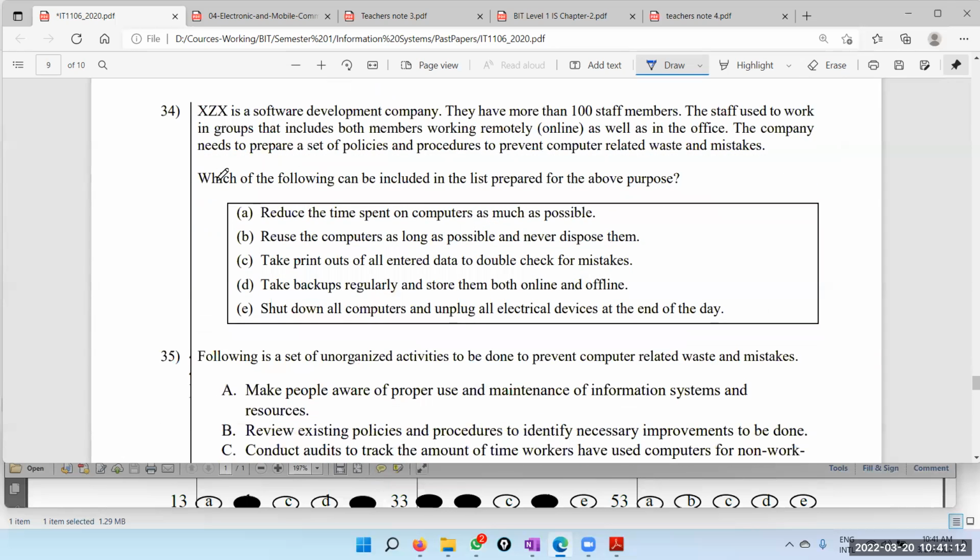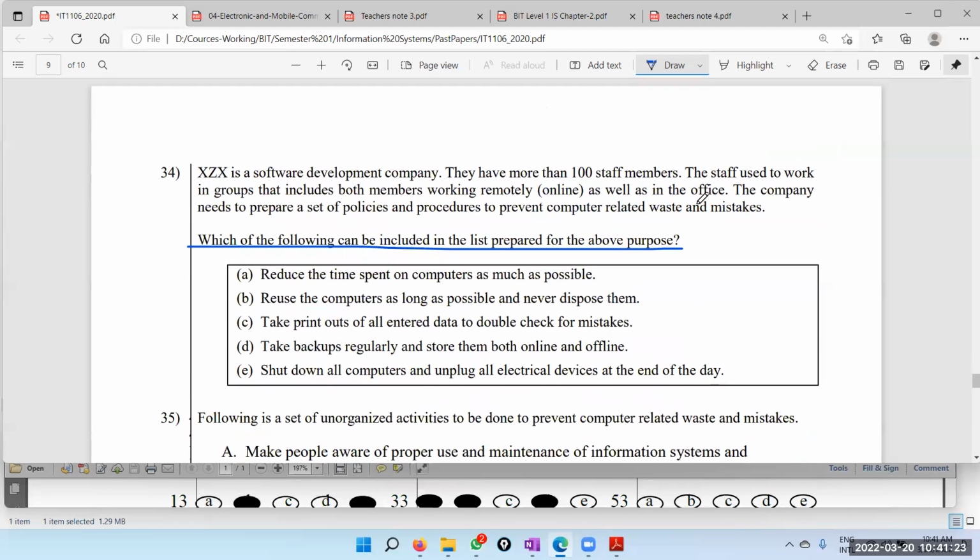34. Which of the following can be included in the first list prepared for the above purpose? The company needs to prepare a set of policies and procedures to prevent computer-related waste and mistakes. My question is: XYZ is a software development company. They have more than 100 staff members. The staff work in groups that include both members working remotely as well as in the office.